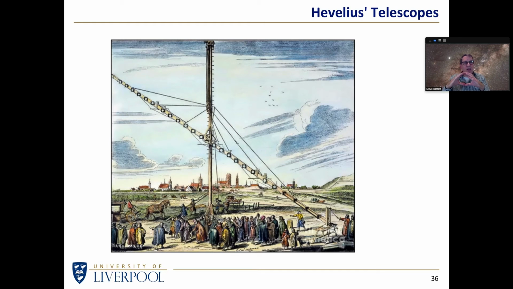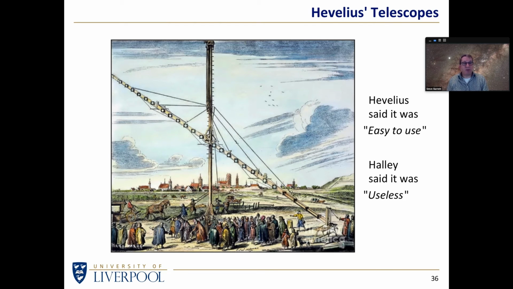We have a tiny aperture compared to its focal length to try and minimize the aberrations that would be typical of the time. You would argue that that can't be easy to point at an object, let alone how do you deal with sidereal tracking when your telescope is so many meters long. Hevelius said it was easy to use, whereas Halley said it was useless. I'll leave you to make your own conclusion as to the usefulness of a telescope with an aperture so small compared to its focal length.